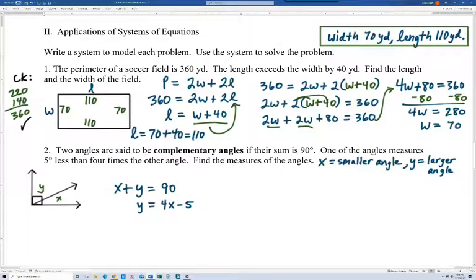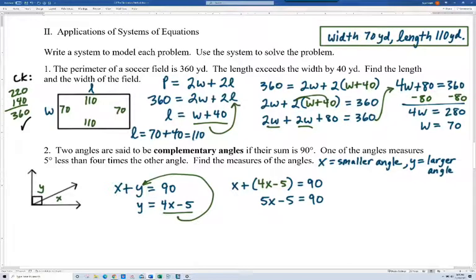All right, so we're going to solve this one also using substitution since the second equation is solved for y. So let's plug in 4x minus 5 into the first equation for y. We're going to get x plus the quantity 4x minus 5 is equal to 90. Now we don't really need the parentheses here. This is just a 1 out front, and 1 times anything is itself. So we get 5x minus 5 is equal to 90. We'll add 5 to both sides, and then you can divide by 5, and you get 19. And so the smaller angle is 19 degrees.